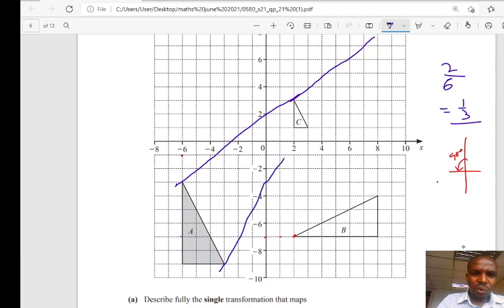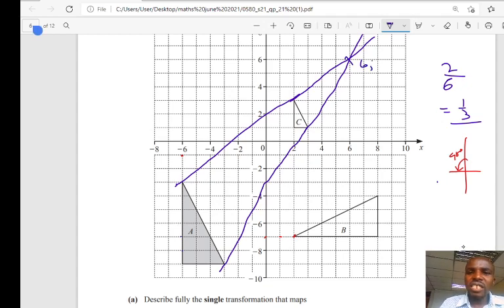Join the corresponding points. According to my points, they are meeting somewhere at 6, 6, so I've made them meet there. Using a ruler, they meet exactly at the center of enlargement, right? So this one will be the center.